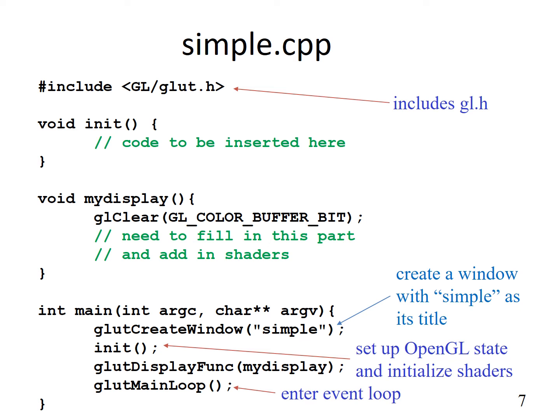This is the main function where we start by creating the window and calling it simple. Then we call the initialization function, which sets up the OpenGL state and initializes the shaders. Then we define our display callback function, telling the program to execute this function whenever a change has been made to the display window. And then finally we enter an infinite event loop.